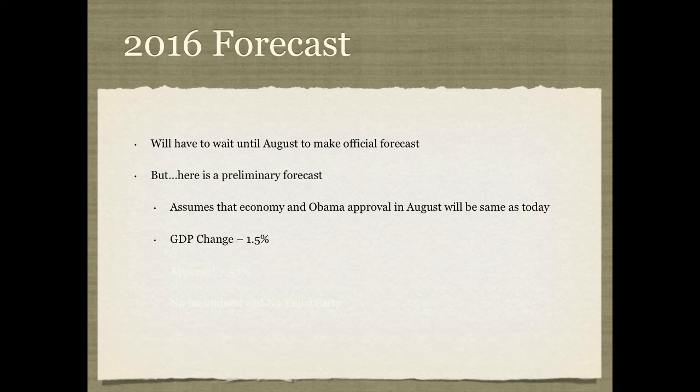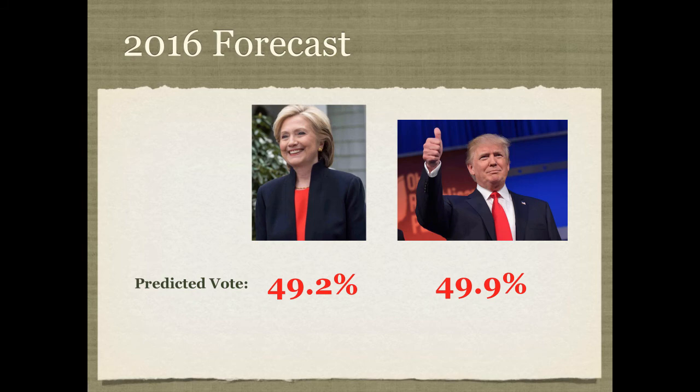So GDP growth today, in the last quarter, was about 1.5%. Obama's approval rating is about 50%. There's no incumbent running. And as far as we know right now, there's no serious third-party challenger, so I just coded the model as there not being a third party. So what does the model predict for the 2016 November election? Well, here's the prediction. It shows a very close race, and it shows Mr. Trump with a small lead over Secretary Hillary Clinton.